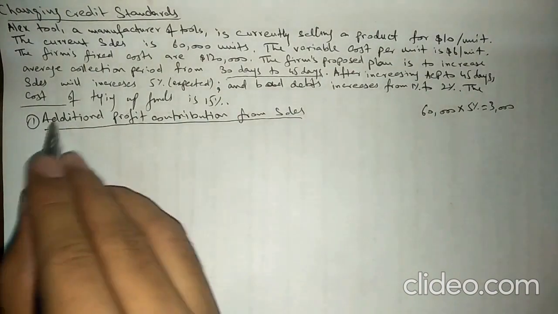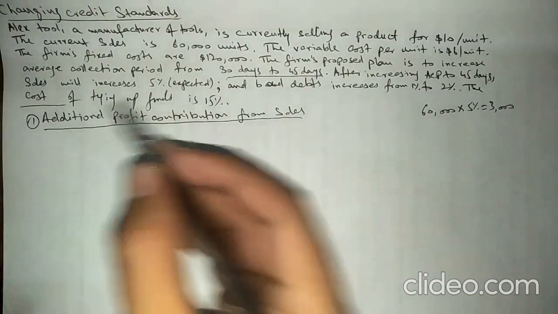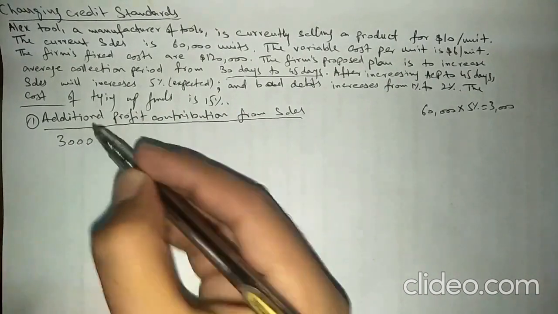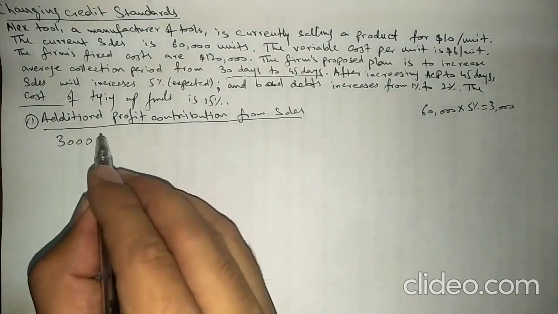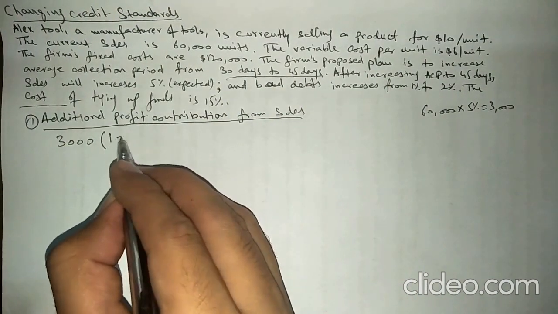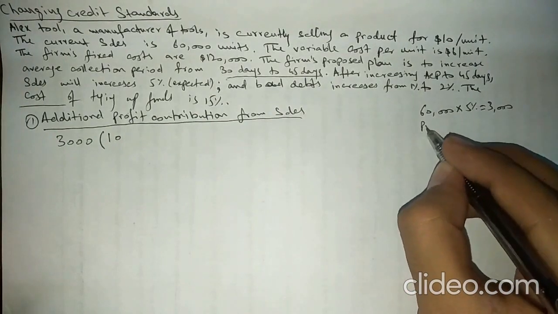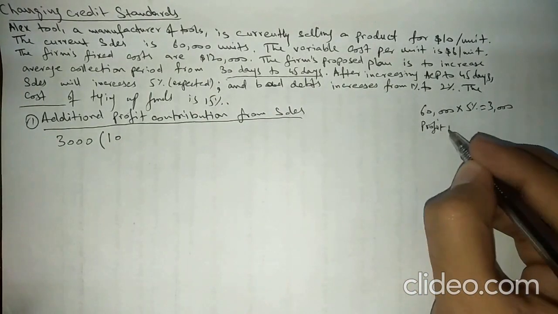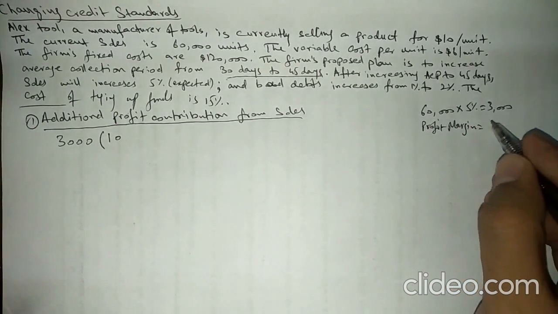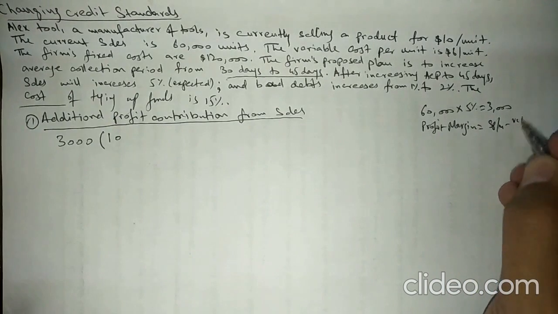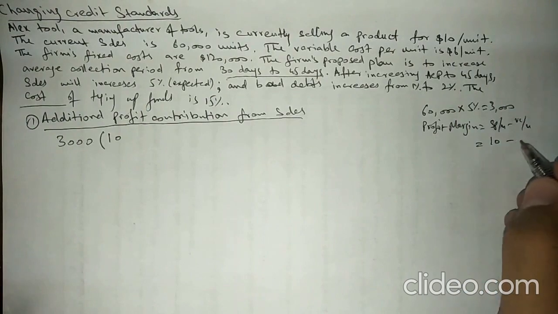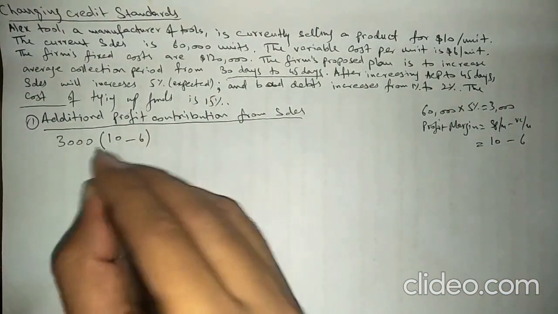So here we are talking about the additional profit margin. If we increase days from 30 to 45, our sales units will increase by 3,000. How can we calculate the profit margin? The per unit profit margin is the sales price per unit minus the variable cost per unit. Here the sales price per unit is 10 and the variable cost is 6. So 10 minus 6 is 4.